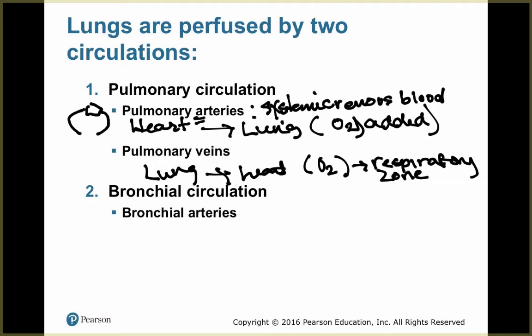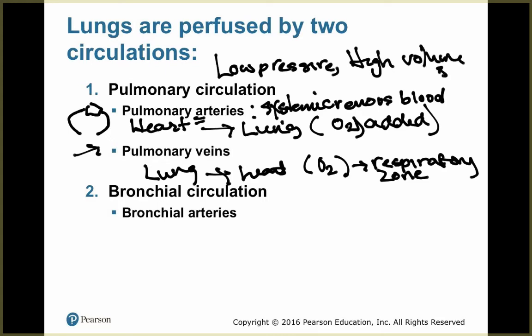This is a low pressure, high volume system, right? There's not a lot of pressure there, but you're breathing in a lot of oxygen.